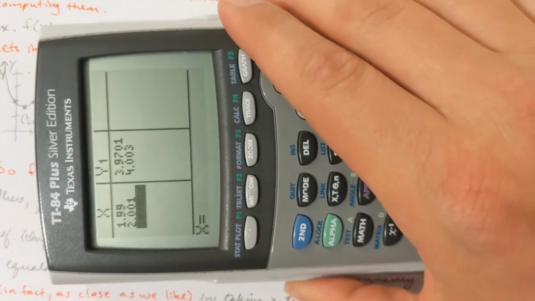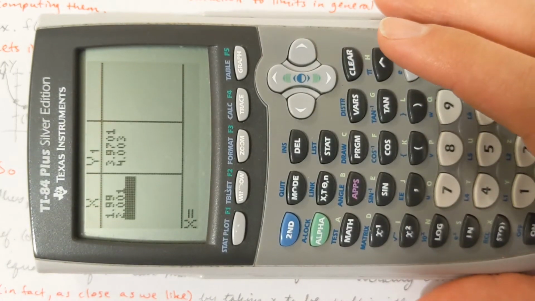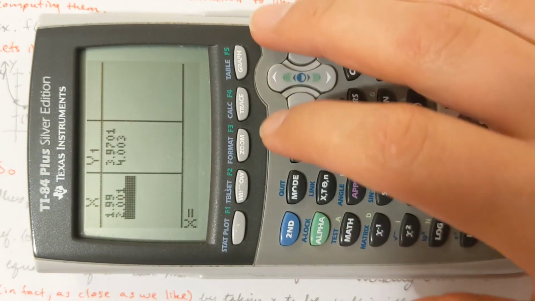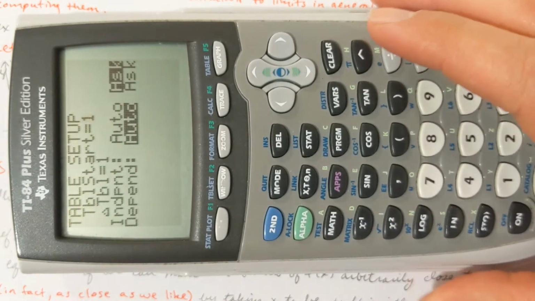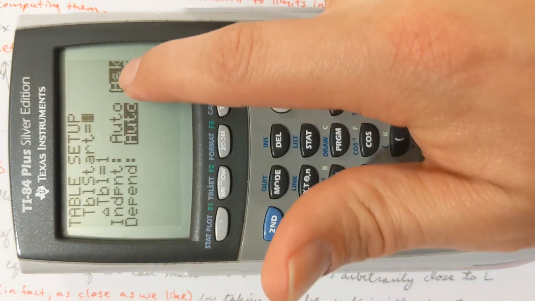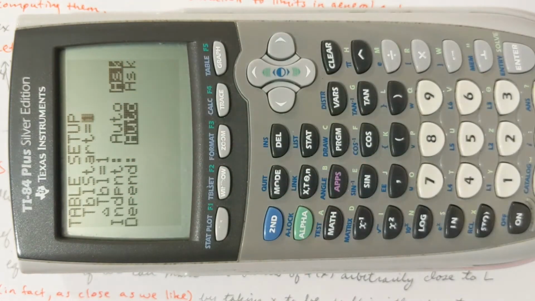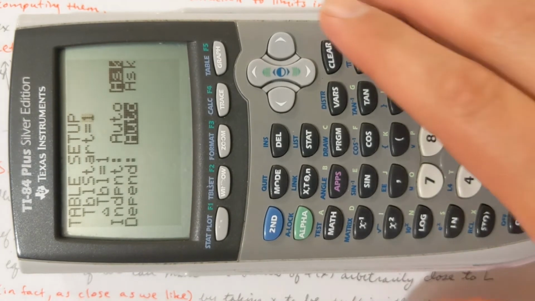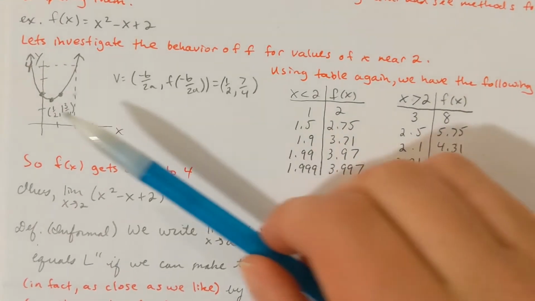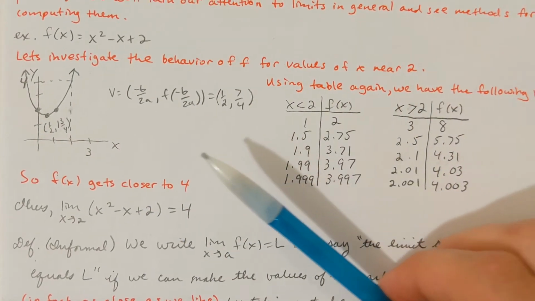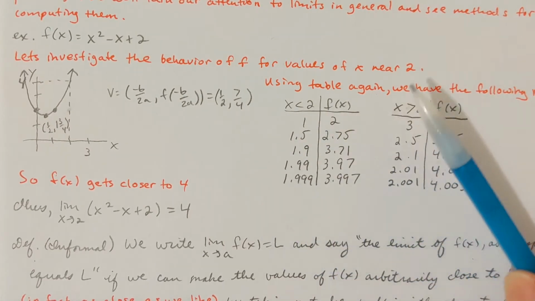Now, one thing that you would want in the table setup, which I get to by hitting second window, is to have independent set to ask, not auto. If it's on auto, your calculator is going to automatically have numbers set up for you, which we're not going to want. I wouldn't want to be plugging in x equals 20 or x equals 43, where I'm very far away from 2. I want to be very near 2.